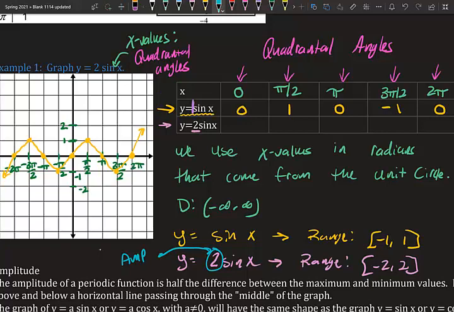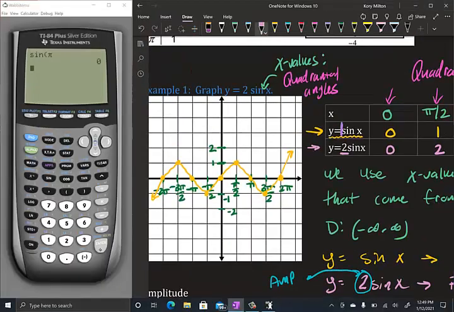So we're going to use our calculator, but before we do, because this is a positive function, y equals positive 2 sine x, it's going to start at 0. And then since it's positive, it's going to go up. If it were negative, it would go down. If it were negative 2 sine x, this would be -2. But since it's positive 2 sine x, we go up to 2, back to 0, down to -2, back to 0.